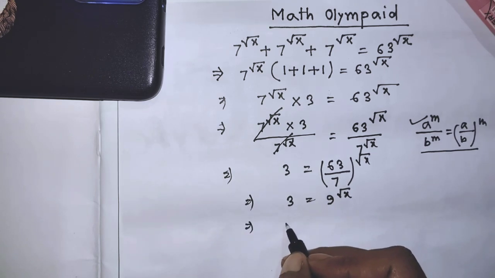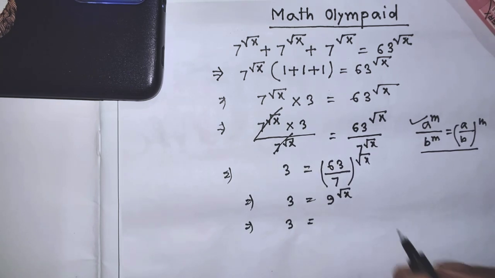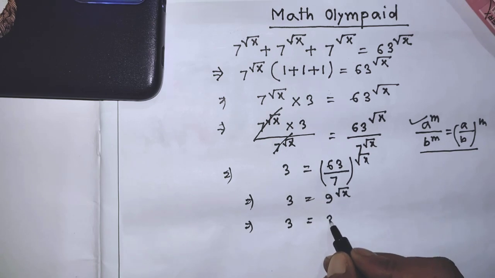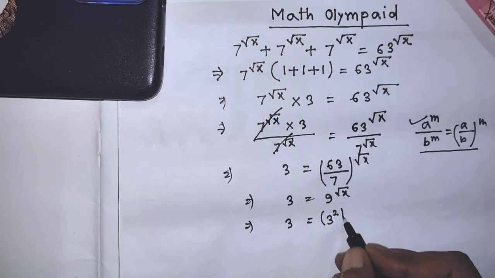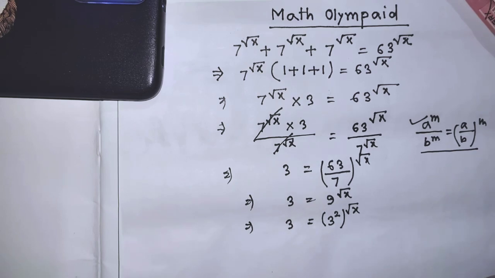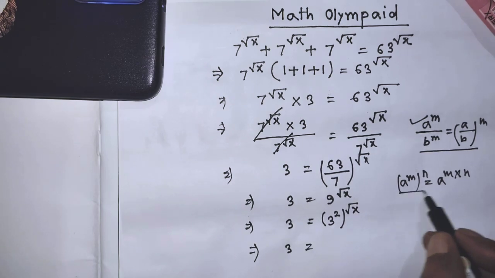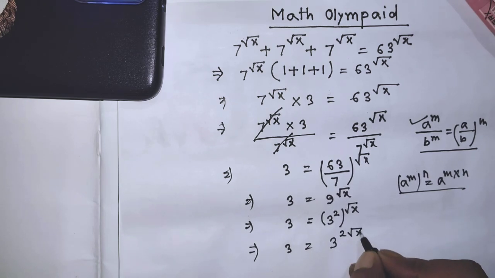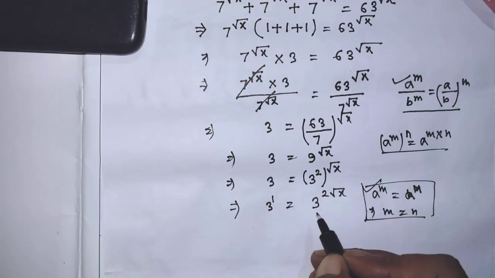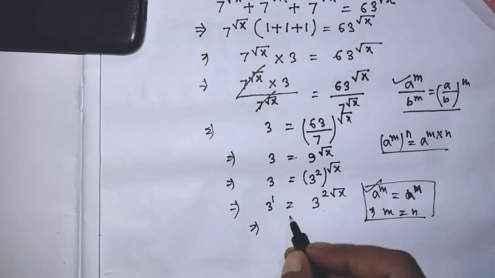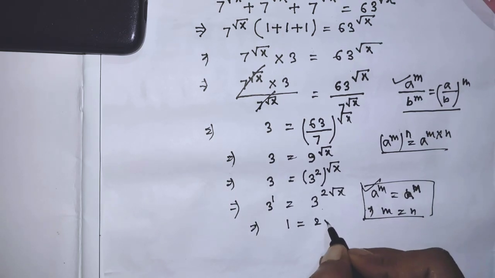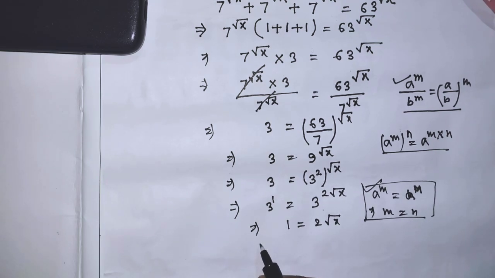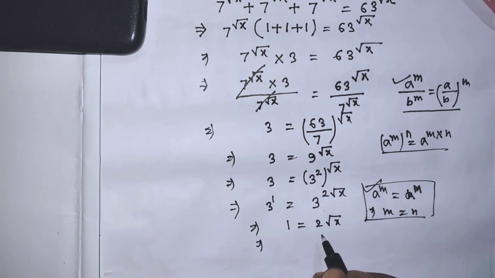So guys, after that again we have to write 3 is equal to, on the right hand side it will be 3 to the power 2 whole to the power square root of x. So after that again we have to write 3 is equal to, according to this formula it will be 3 to the power 2 times square root of x. According to this formula we can cancel the base 3 and it will be 1 is equal to 2 times square root of x.